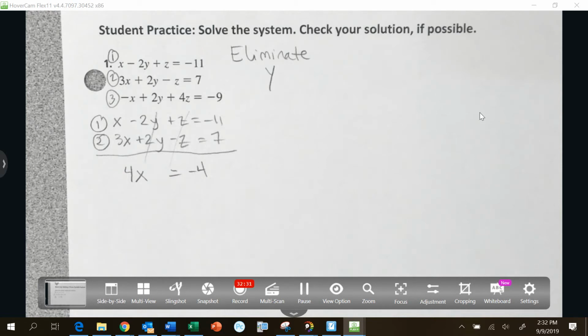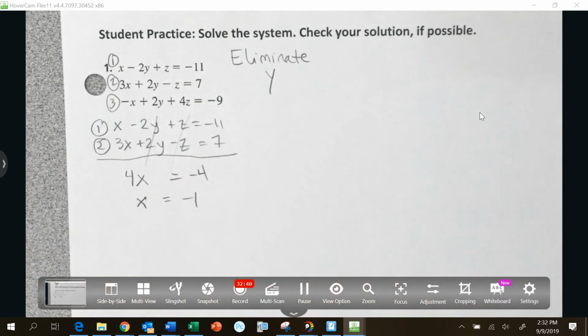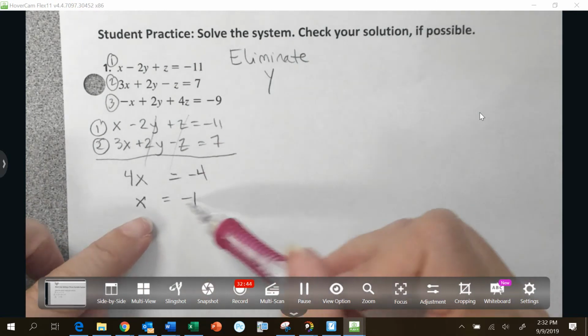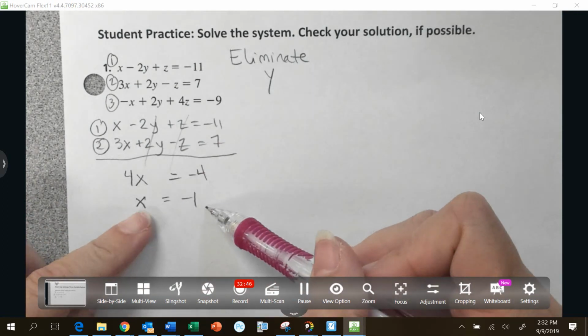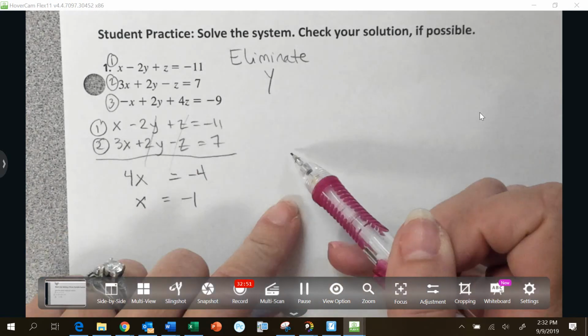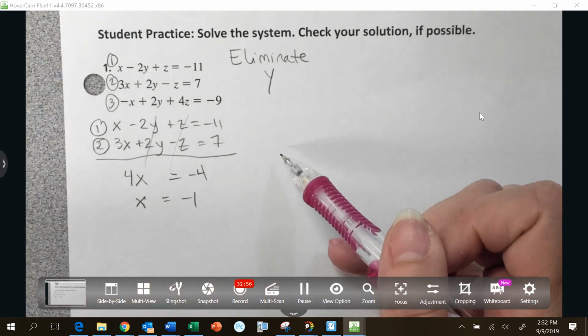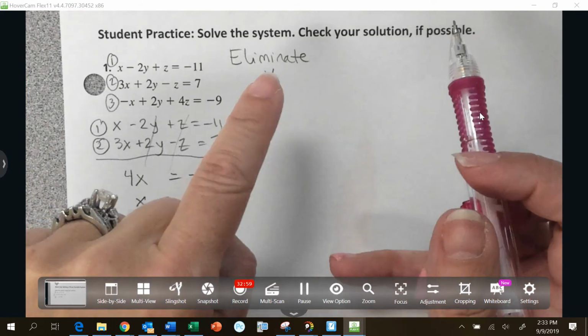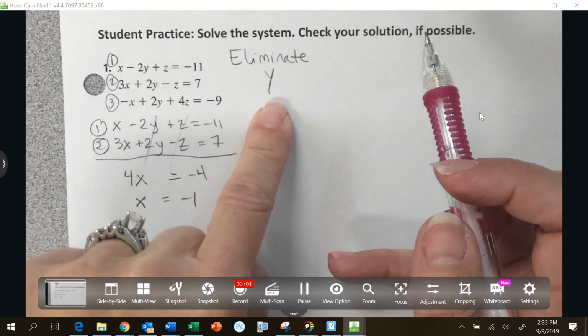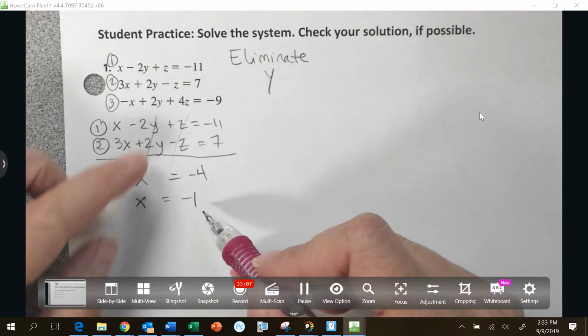Okay, so now I can solve for x. And then we do back substitution. So I need to substitute this into an equation that only has 2 variables. Then I still have to do another elimination. I could use 1 and 3, or I could use 2 and 3, but I still have to eliminate y. You got to do the same variable twice. So this one ended up not having a z also, but that's okay.